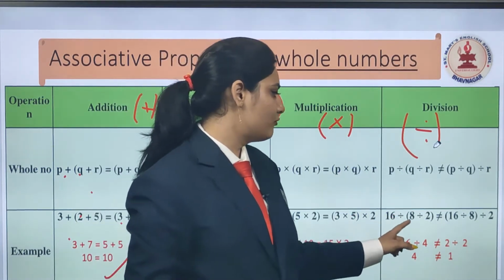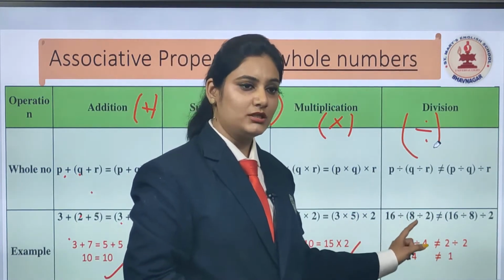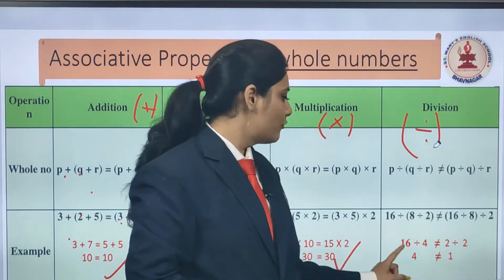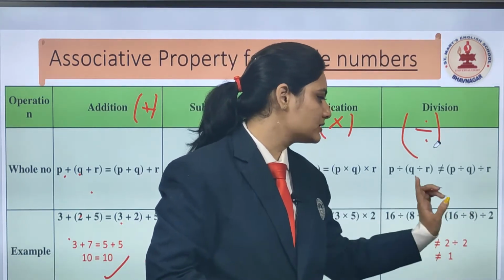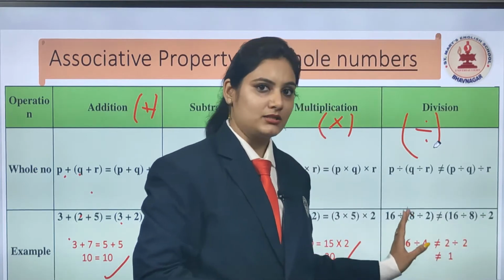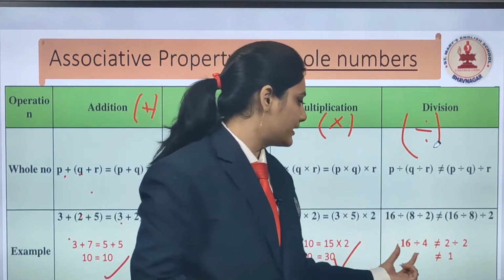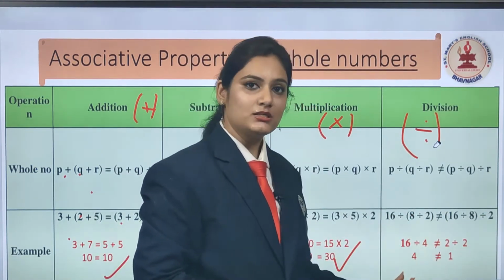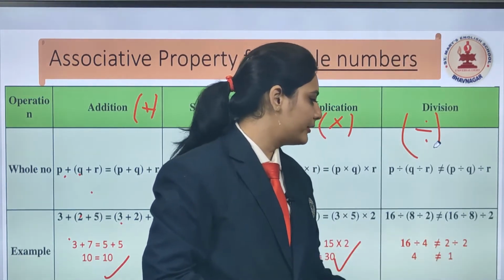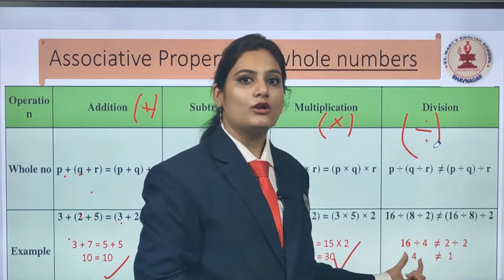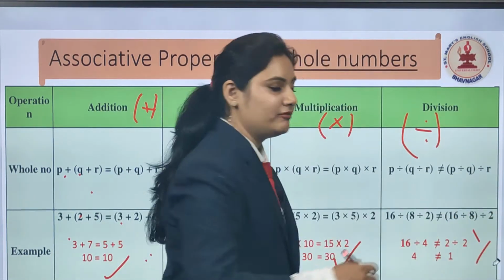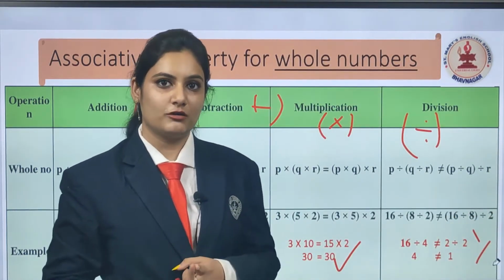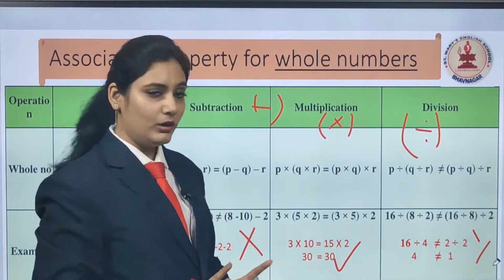Whenever division is there, we will first divide 8 divided by 2, that is 4, and 16 as it is. Here 16 divided by 8, answer is 2, and 2 is as it is. Then we will divide the next, 16 divided by 4, answer is 4, and 2 divided by 2 is 1. These are not equal, so it is not closed under division. So we have learned the associative property of whole numbers.